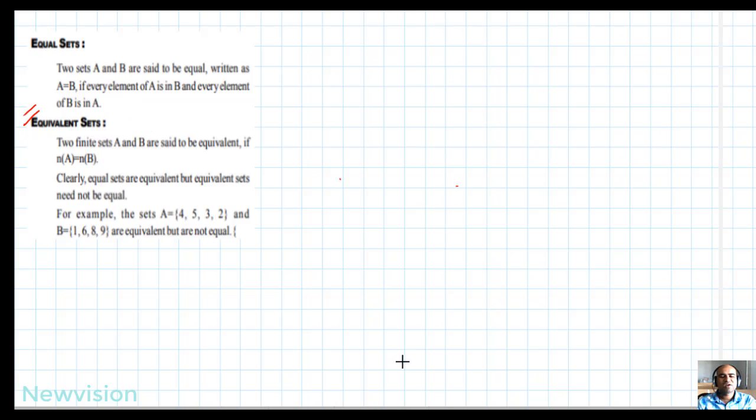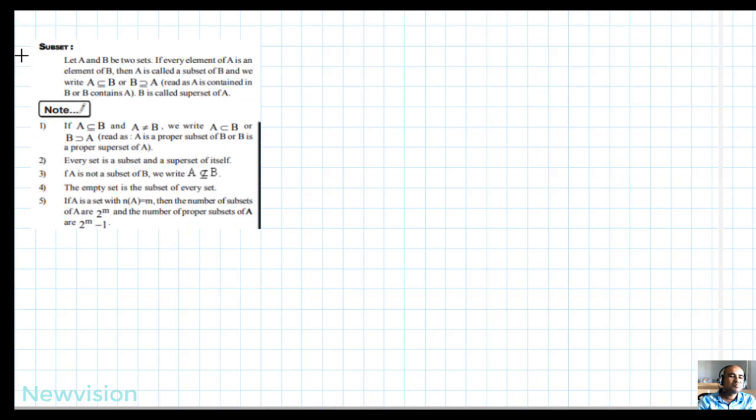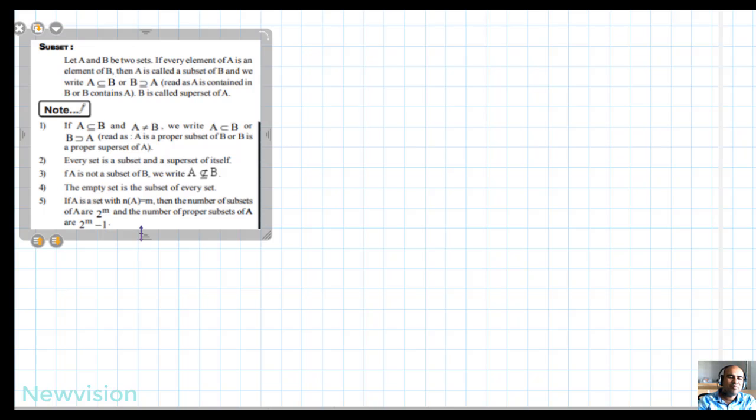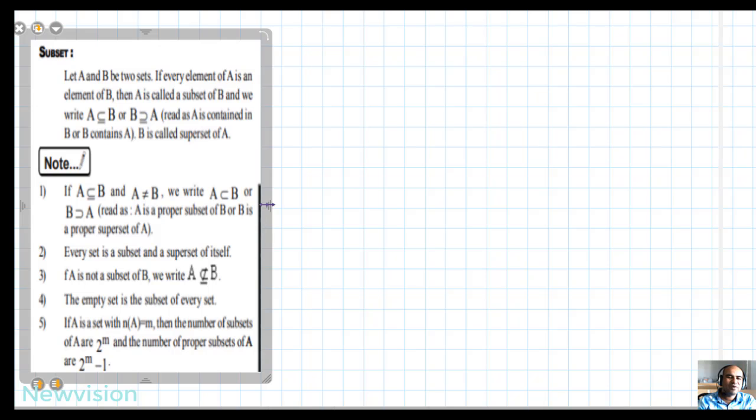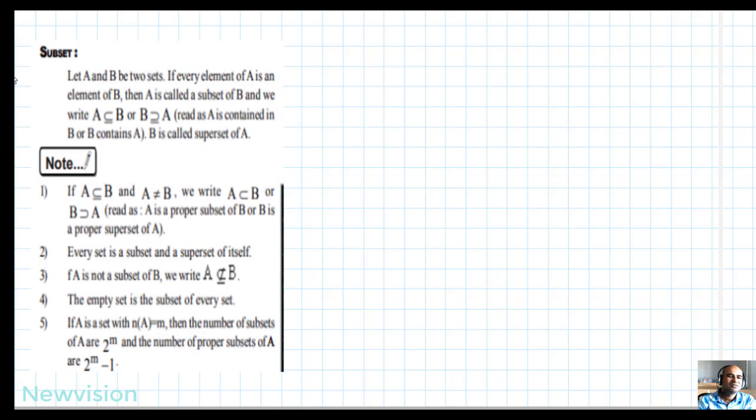Next concept, important concept: subset. Very important. Now I will take time to explain this. Very important, subset. So listen, all of you. Subset. See here, A is a set, B is another set.